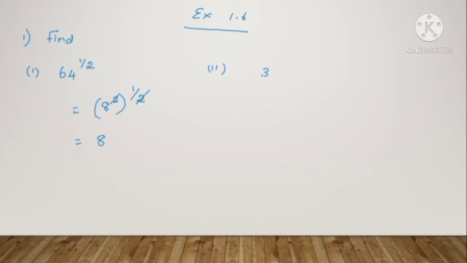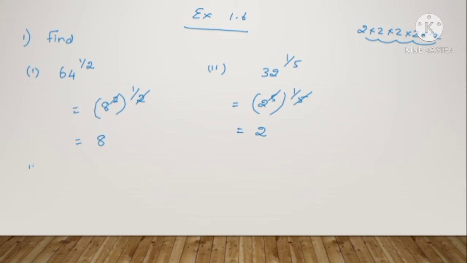Second question, 32 to the power 1 by 5. So 32 we can write as 2 power 5, isn't it? Just check. 2 into 2 into 2 into 2 into 2. 2 2s are 4, 4 2s are 8, 8 2s are 16, 16 2s are 32. So 2 power 5 the whole power 1 by 5. So 5 and 5 get cancelled. So the answer is 2.